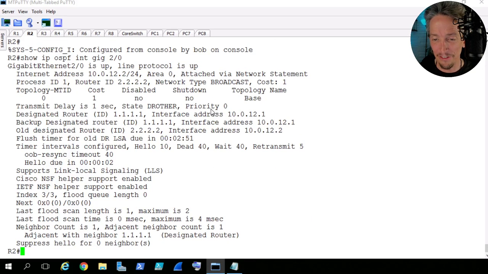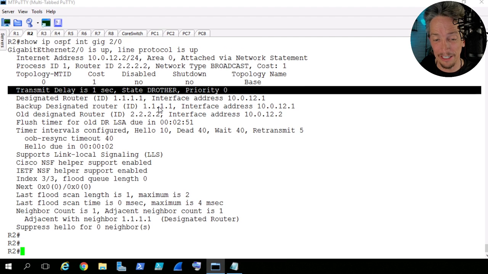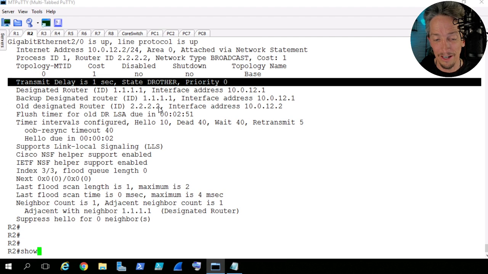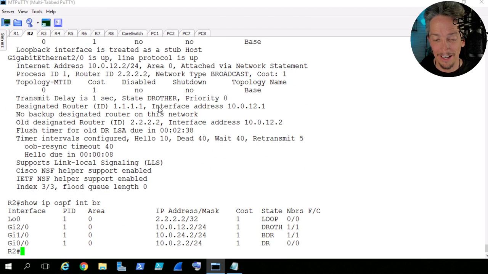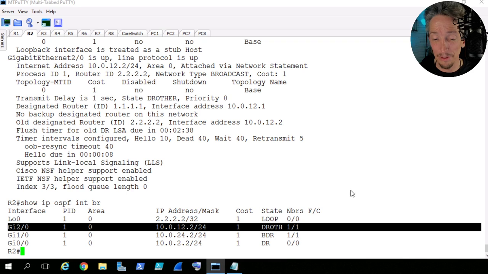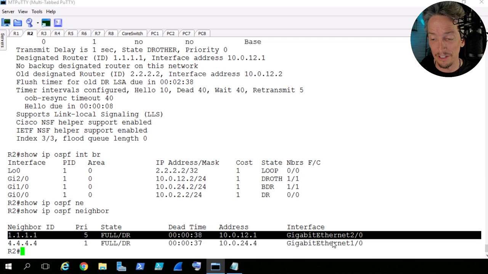And I just want to verify. Oh, look, right there. State DROTHER. It gave up the role. We can verify that with a show IP OSPF interface brief. Thank you, Keith. Yep. So it gave up the role. So now somebody else is the DR. Show IP OSPF neighbors. And it would appear that R1 for that segment, this is off of gig 2/0, took over the role of DR.